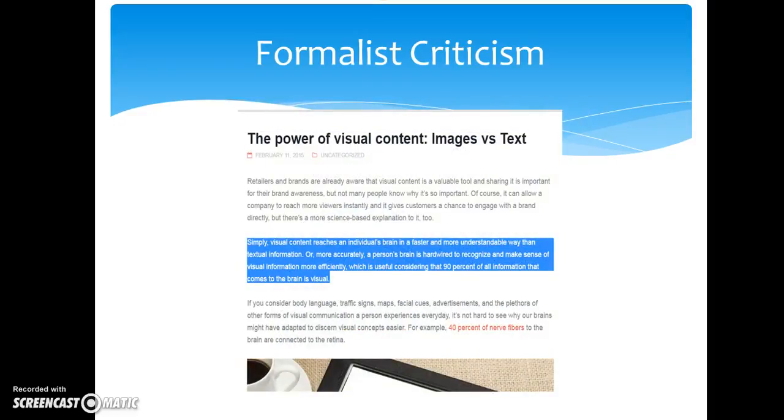Another online source compared images versus text. It stated simply, visual content reaches an individual's brain in a faster, more understandable way than textual information. Or, more accurately, a person's brain is hardwired to recognize and make sense of visual information more efficiently, which is useful considering that 90% of all information that comes to the brain is visual. So as we can see, visual representations are vital to engaging in text and to increasing our motivation.